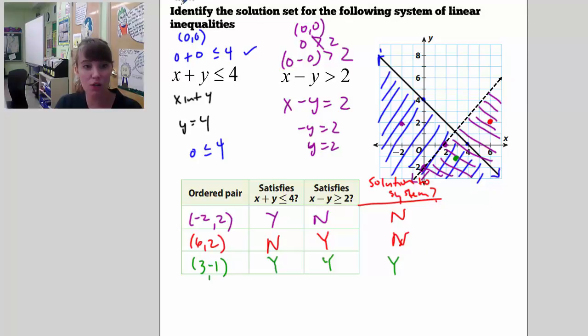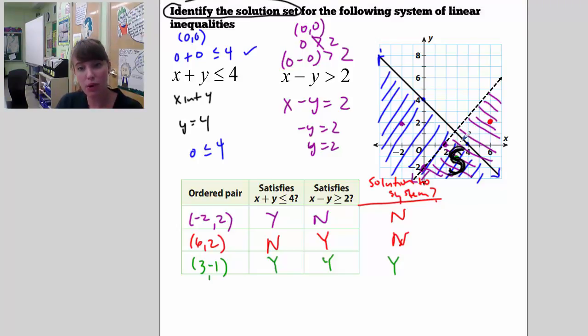When you have to identify the solution set, what you need to do is draw a nice capital S in this region. This tells everybody that you know that the solution set to this inequality is the area where there's overlap in shading. Okay? Now, one particular thing that needs to be addressed here is the points along the boundary lines.